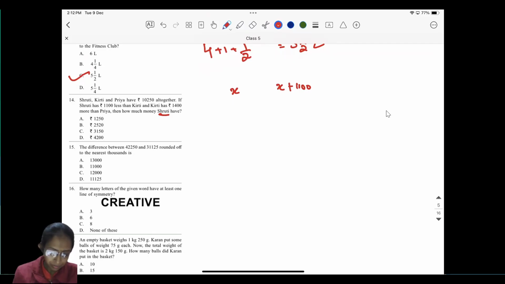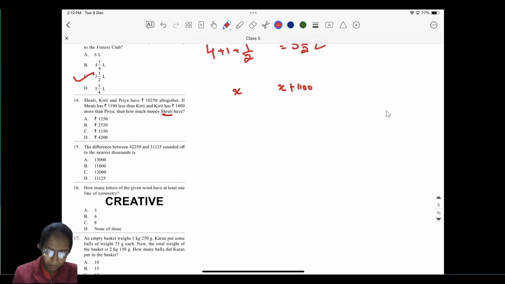And Priya has 1400 less, since Kirti has 1400 more than Priya. So Priya has X plus 1100 minus 1400. This is with Priya. Now, when we add these 3, we are having the total of 10250 altogether. And that means 3x plus 1100 and 1100, that is 2200, and 2200 minus 1400.